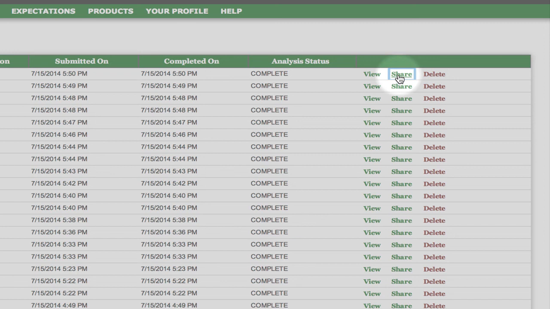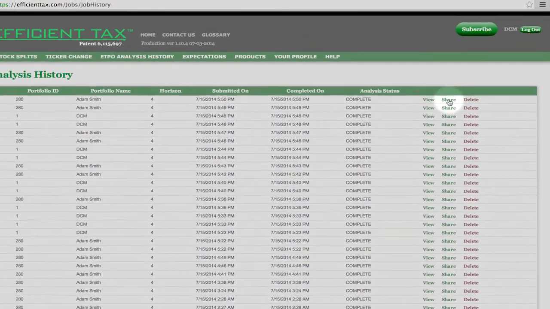in order to allow one of our efficient tax customer service professionals to view a particular result set that you may have a question on. None of our efficient tax professionals, nor any of our other employees, are able to view any customer's portfolios or result sets unless a customer shares this information, as the information is always otherwise encrypted. And we will only be able to view a result set until a user decides to unshare it.